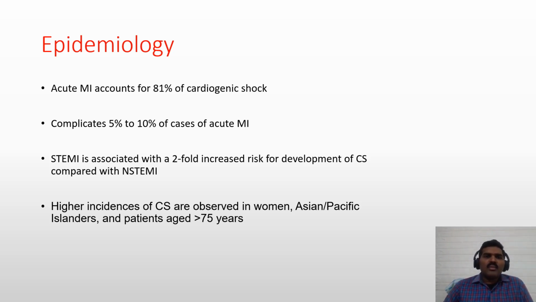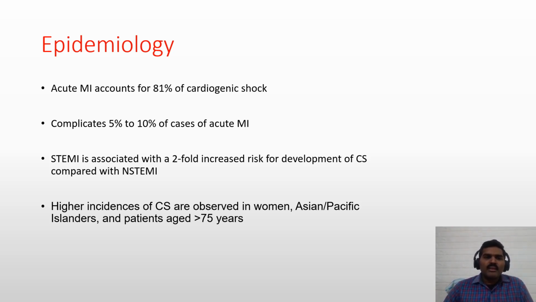Cardiogenic shock complicates 5 to 10% of cases of acute myocardial infarction. When there is STEMI, it is associated with a twofold increased risk for development of cardiogenic shock compared to NSTEMI. But the mortality is high in NSTEMI patients because they will not usually be taken directly for immediate revascularization, and identification of NSTEMI is also poor. Hence, those patients have higher mortality compared to STEMI patients who are diagnosed early and treated appropriately.